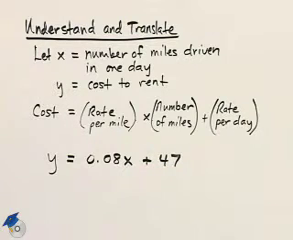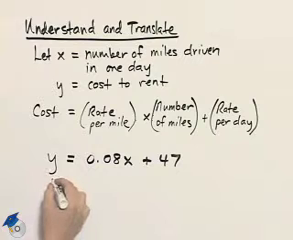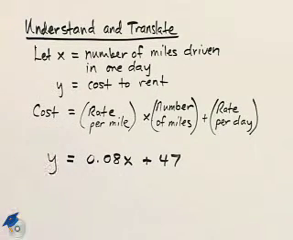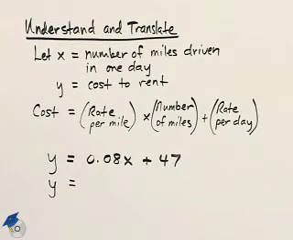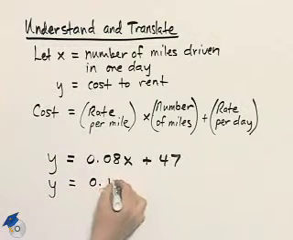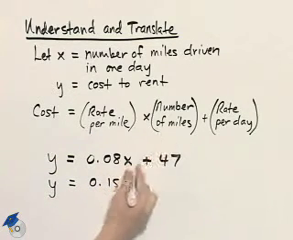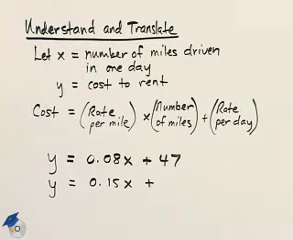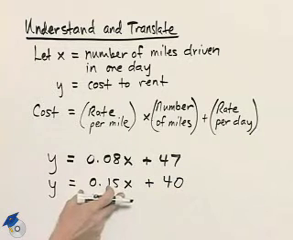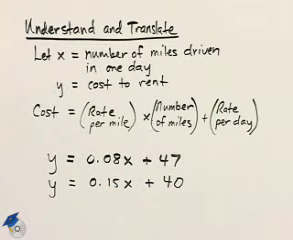And we need a second equation so we can find y and x. So the second equation, we'll use the same idea. The cost, which is y, is equal to the rate per mile, which is for the second company 15 cents, times the number of miles, which again is x, plus the rate per day, which is $40. So we will solve this system to solve the problem.